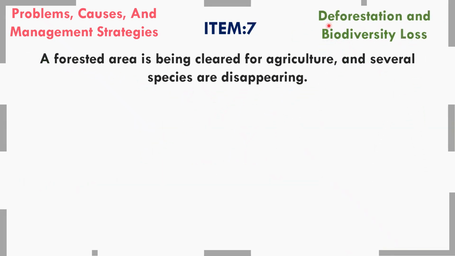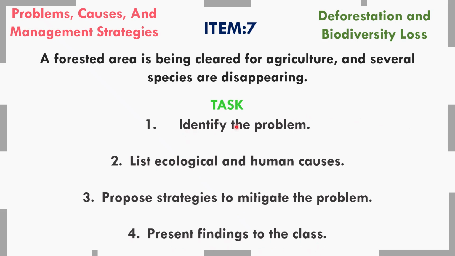Let us emphasize deforestation and biodiversity loss. Item 7. A forested area is being cleared for agriculture and several species are disappearing. Identify the problem. List ecological and human causes. Propose strategies to mitigate problems. Present findings to the class.